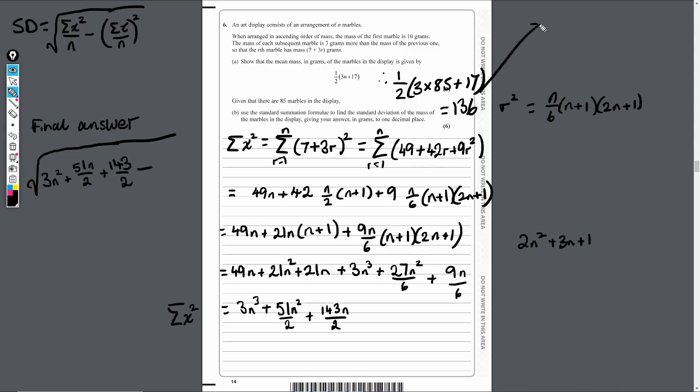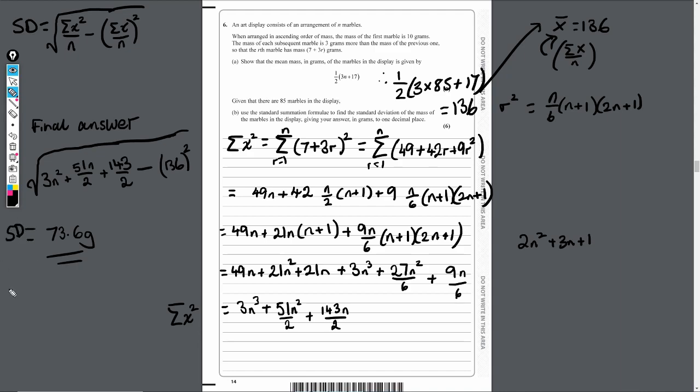Just to show it up here, the mean is equal to 136. In other words, this is your sigma x over n. It's the same thing here. So now, plugging this into my formula, minus 136 squared. Put n equal to 85 into this formula now. Plug all that in on my calculator, and what you should get to one decimal place is 73.6 grams for the standard deviation. And there we have it, so that's your standard deviation.